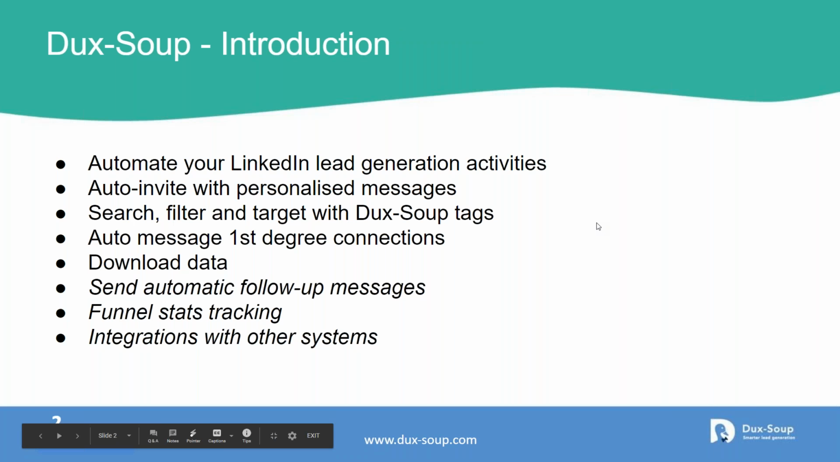There we go. So the bottom three there in italics are part of the Turbo product. The rest is all part of the Pro product.